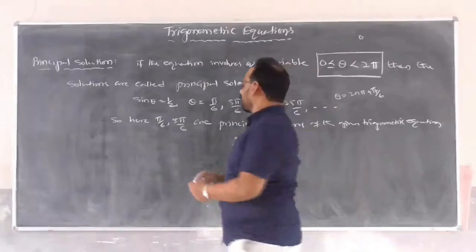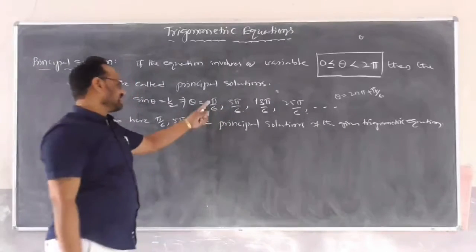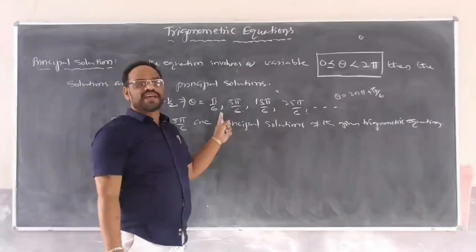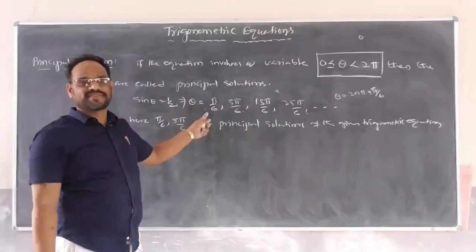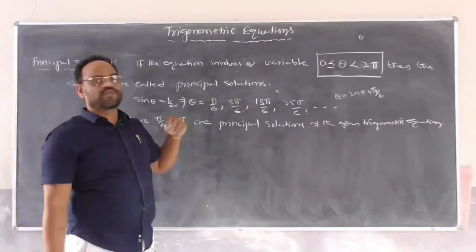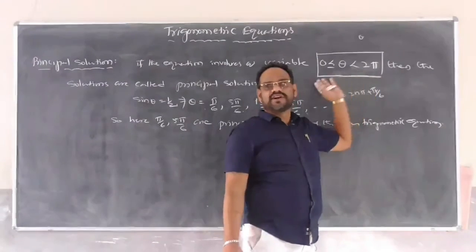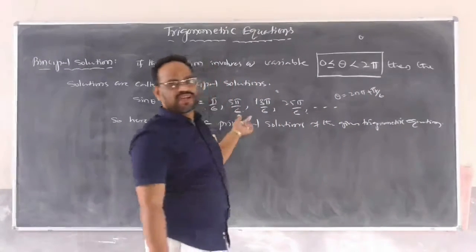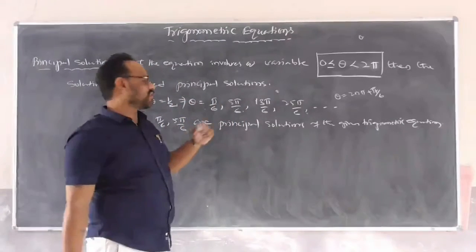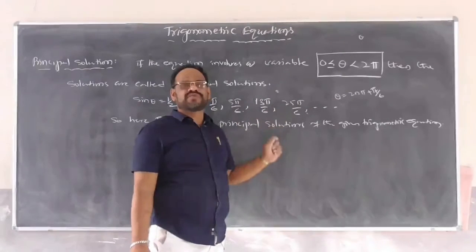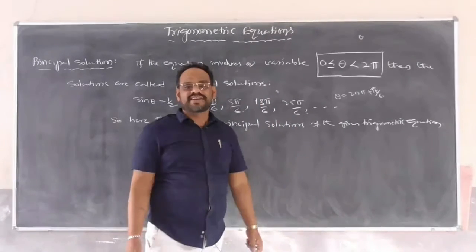So here sin theta equals 1 by 2. Clearly theta is equal to pi by 6 and 5 pi by 6. Pi by 6 lies between 0 and 2 pi, so clearly pi by 6 is a principal solution of the given trigonometric equation. 5 pi by 6 also lies between 0 and 2 pi. That means 5 pi by 6 is how much? 150 degrees. So here 0 to 360 degrees. So 5 pi by 6 also lies between 0 and 2 pi. Clearly it is also a principal solution. But 13 pi by 6 is not a principal solution, and 25 pi by 6 is not a principal solution of the given trigonometric equation.